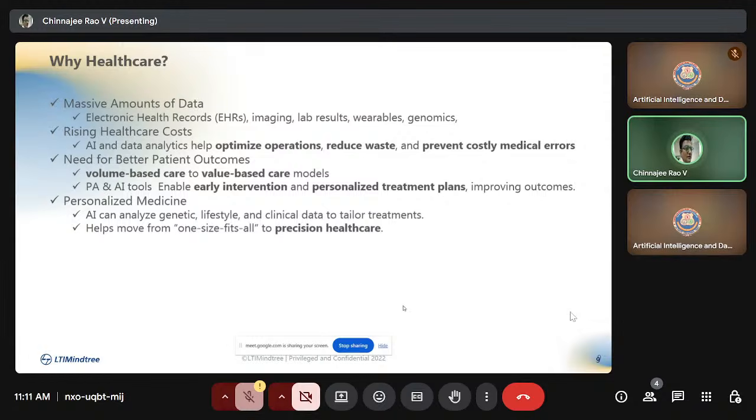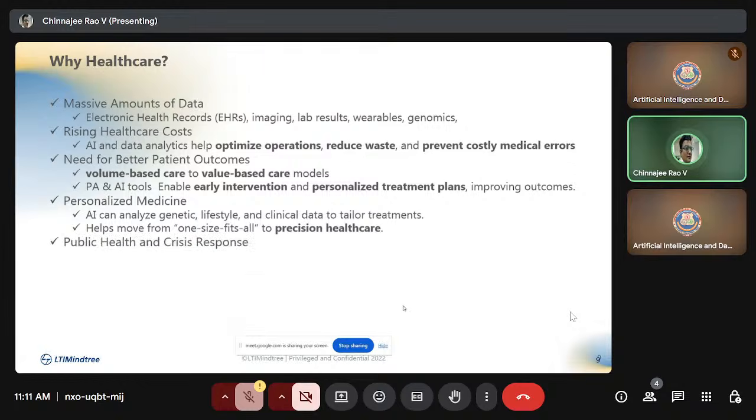Then, these personalized medicines will avoid one-size-fits-all. One-size-fits-all means instead of thinking from one angle, it will give you precision healthcare. That is another very important point for personalized medicines.